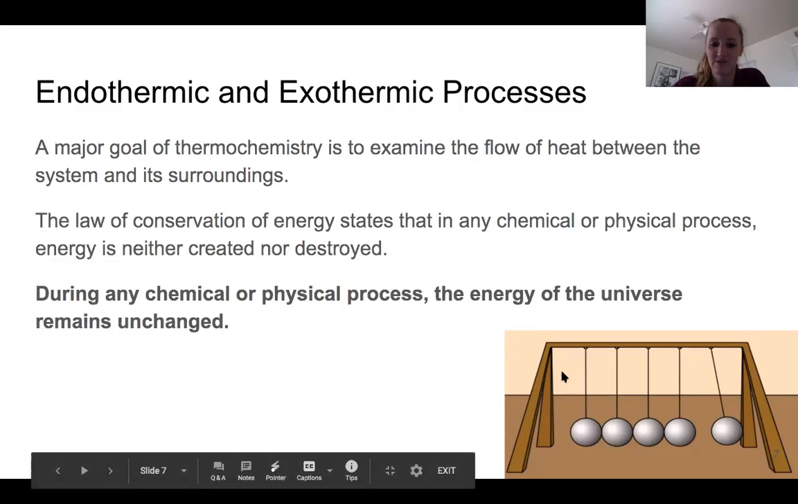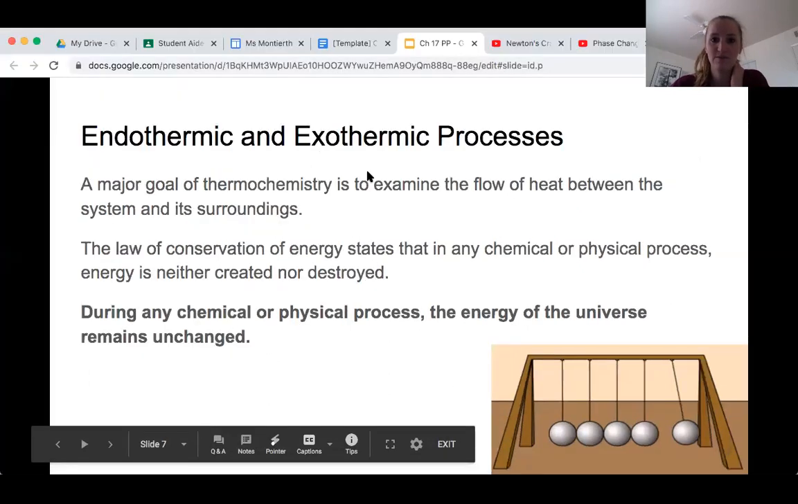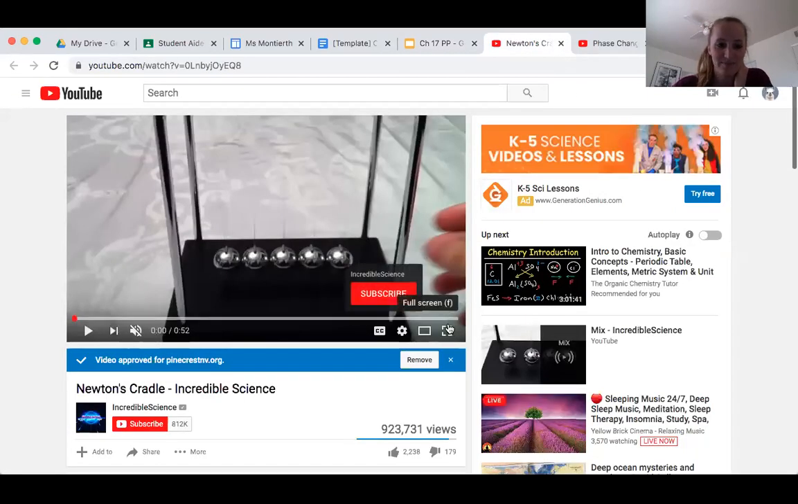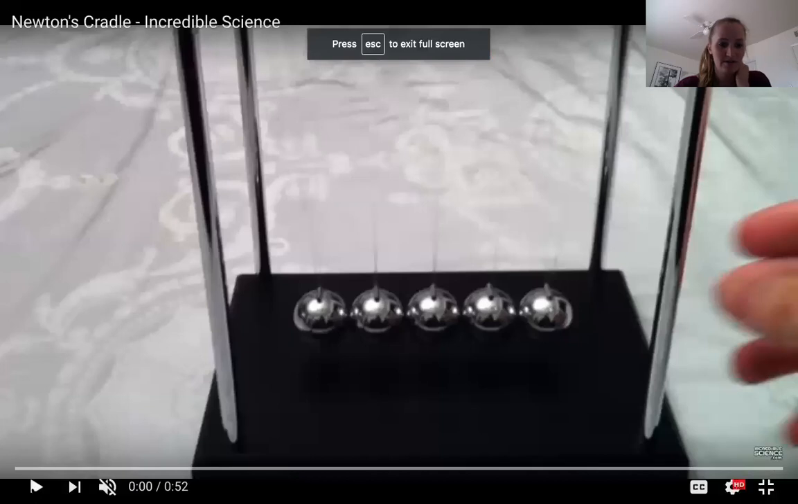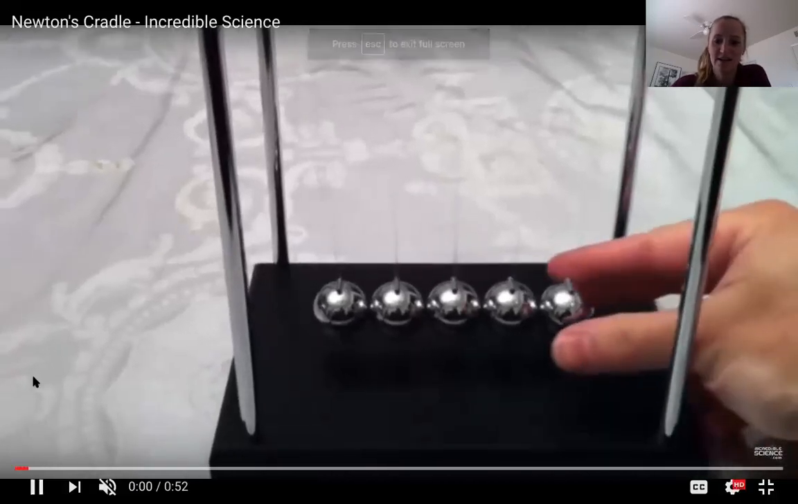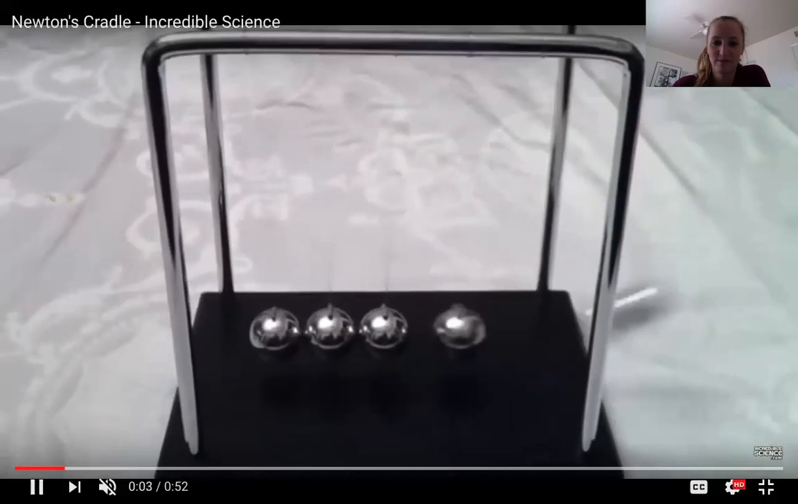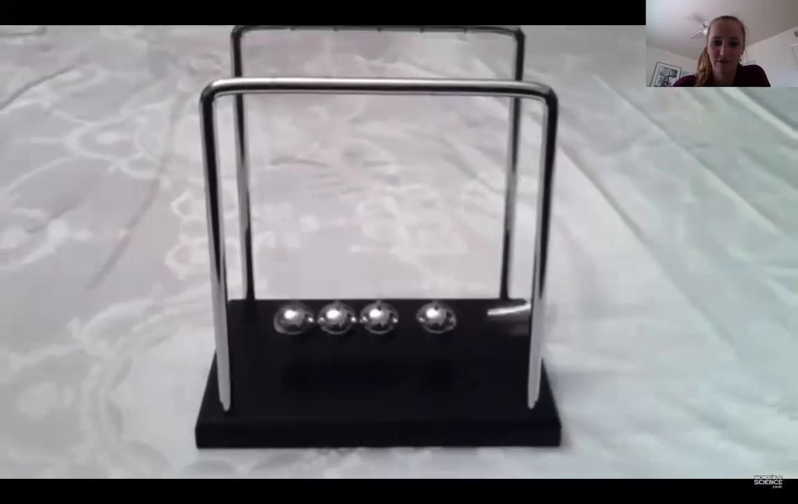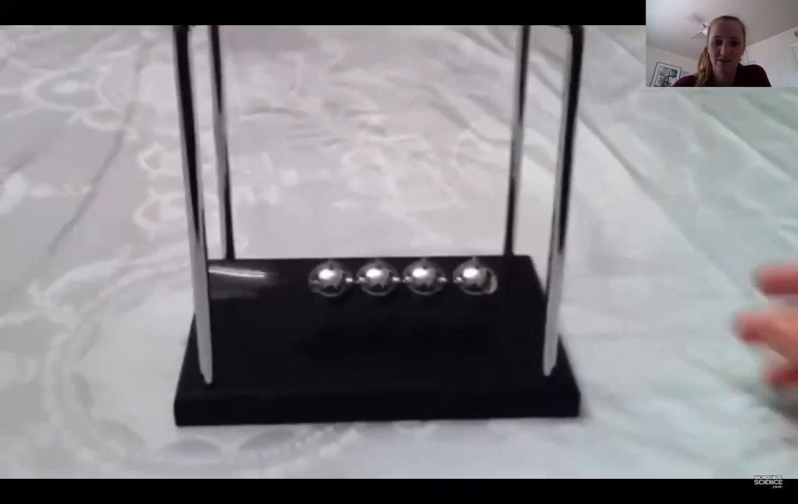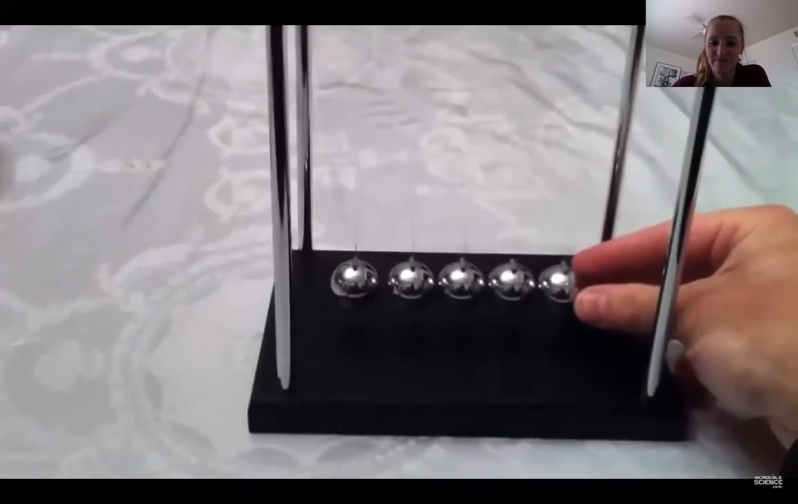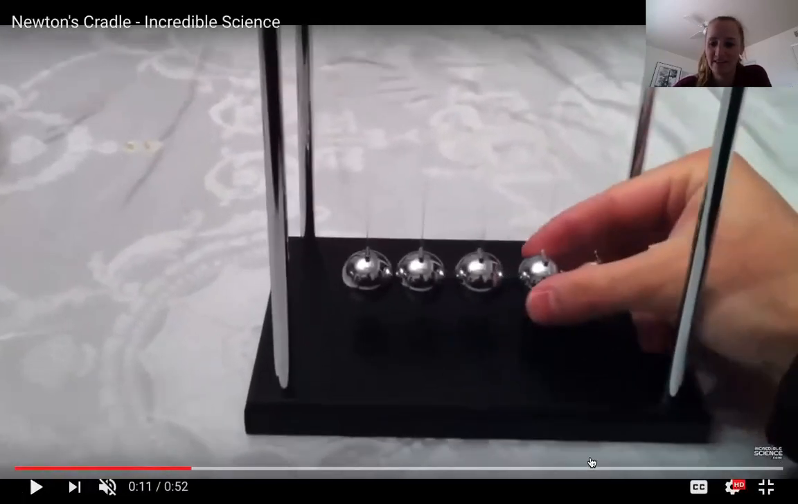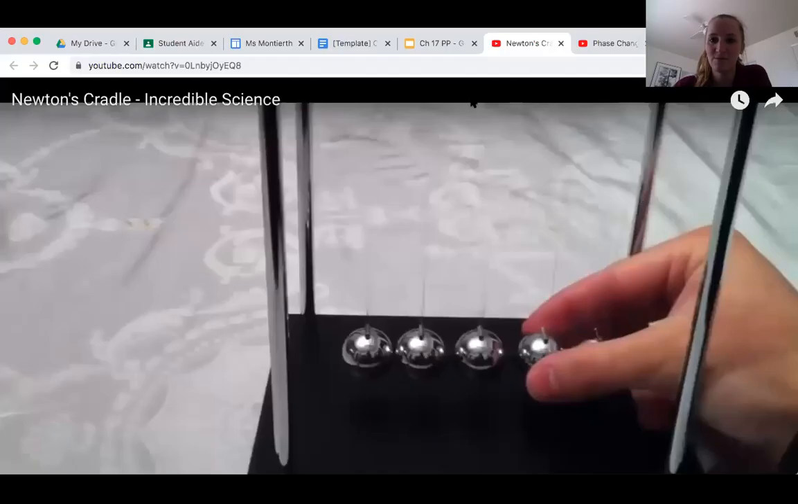So I do want to show you guys a quick video of something called Newton's cradle. If you're not familiar with Newton's cradle, it looks like this image right here. So I'm going to pull this up. We're going to watch a quick little part of this. The guy's going to move one ball, it goes back and forth, over and over, and eventually it will lose the energy. But that kind of helps to relate what we're talking about.